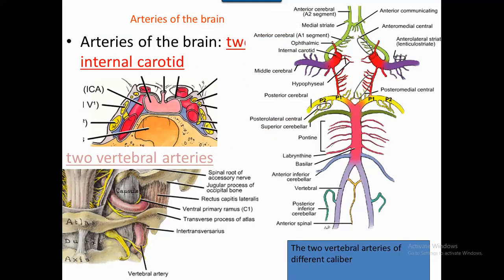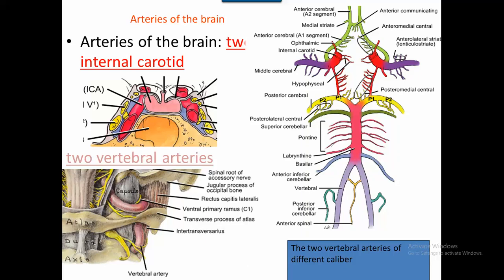Now, this diagram shows us the two main arteries that enter the cranial cavity and are distributed to the different parts of the brain. We said that's the internal carotid artery and the two vertebral arteries, which pass through the foramen magnum, forming the basilar artery.